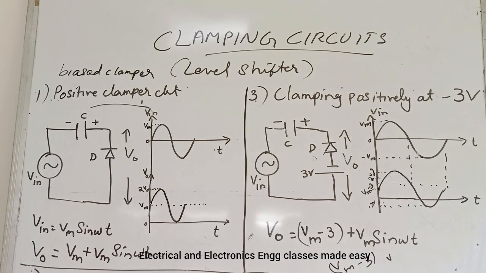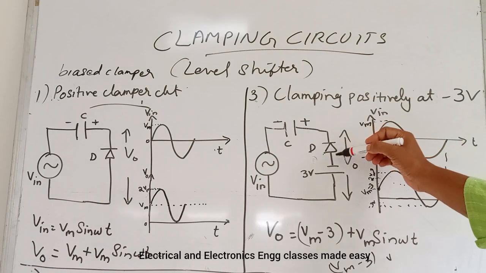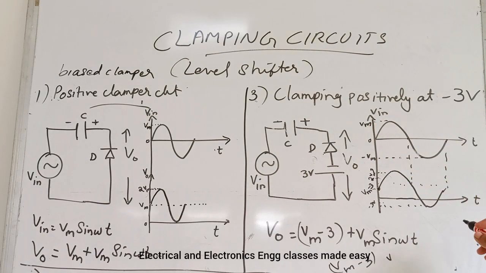And in practical case we have to consider the voltage drop across this diode. So here in practical case, minus 0.6 volt we have to consider.